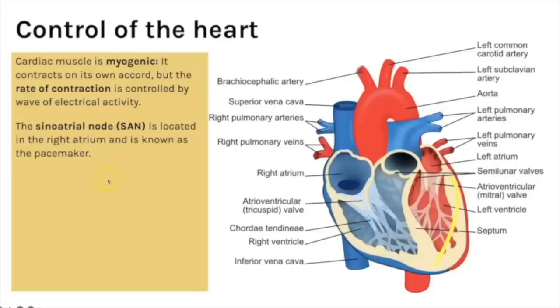Now, the parts that are involved in controlling the heart rate are, first of all, the sinoatrial node, or the SAN. And this is located in the right atrium. This group of cells or tissue is known as a pacemaker, and that's because they set the pace at which your heart will beat.